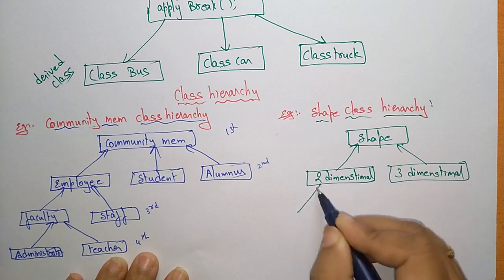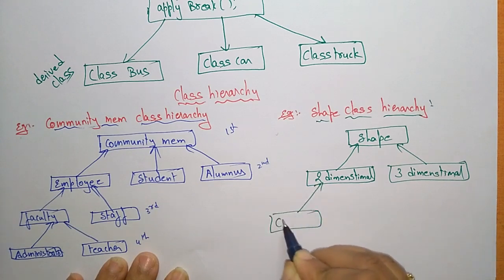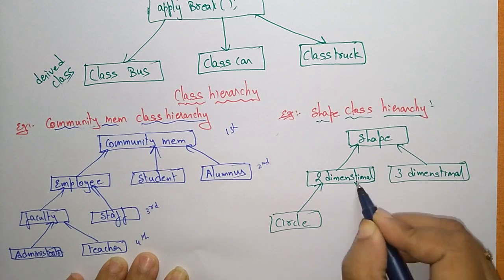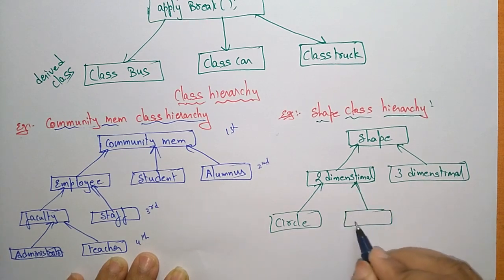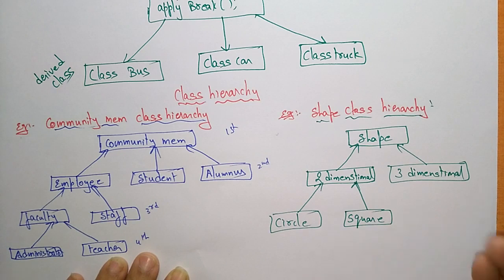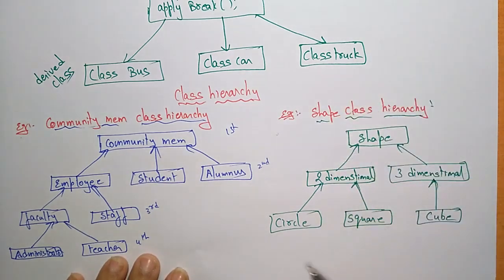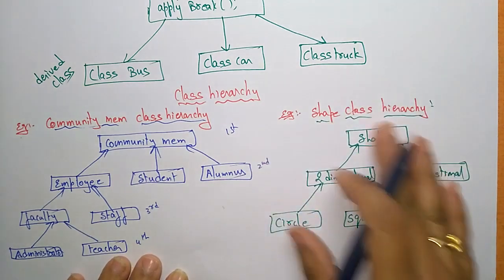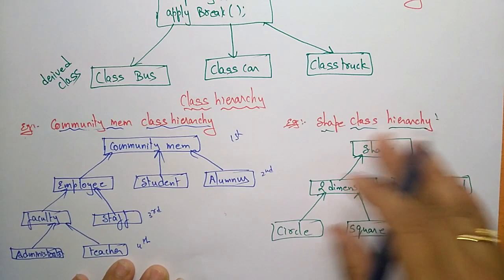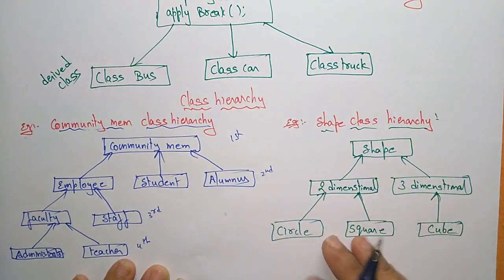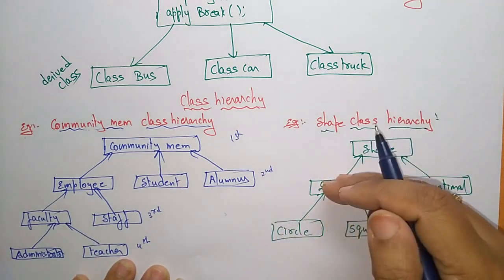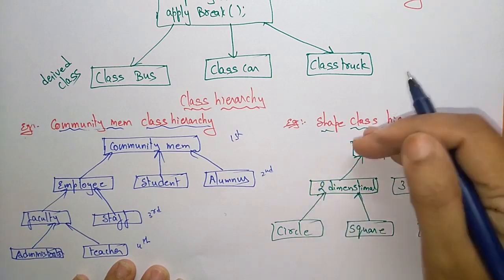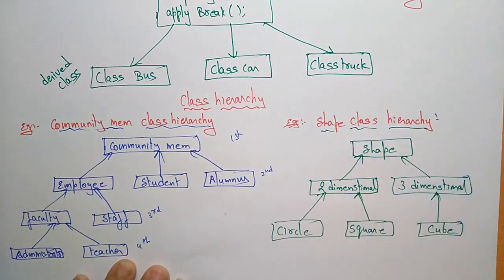The two-dimensional may be a circle, or a square, or a triangle, like that. Whereas three-dimensional, let us take cube. Okay, so this is a class hierarchy: one class, another class, another class. These are the different classes, and it shows the relationship between all these classes. Here the relationship is that one class inherits the properties of another class, and this class inherits the properties of another class. So you call this a class hierarchy.